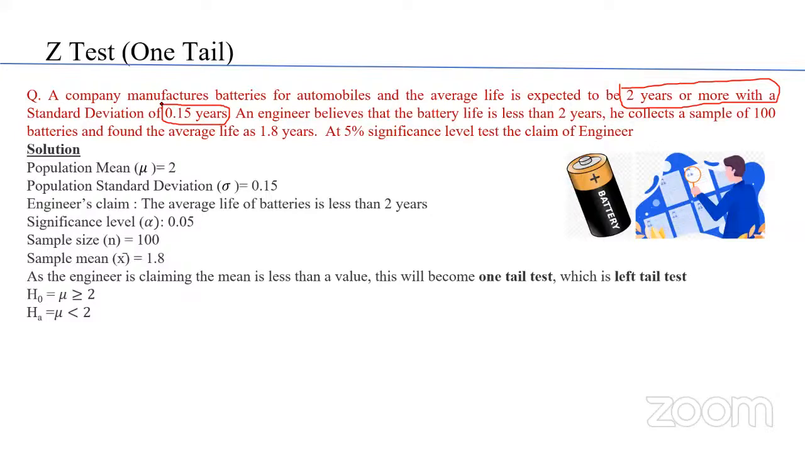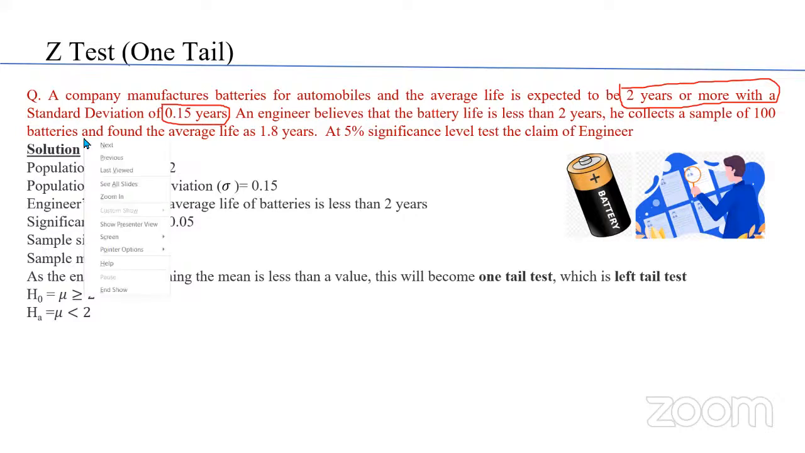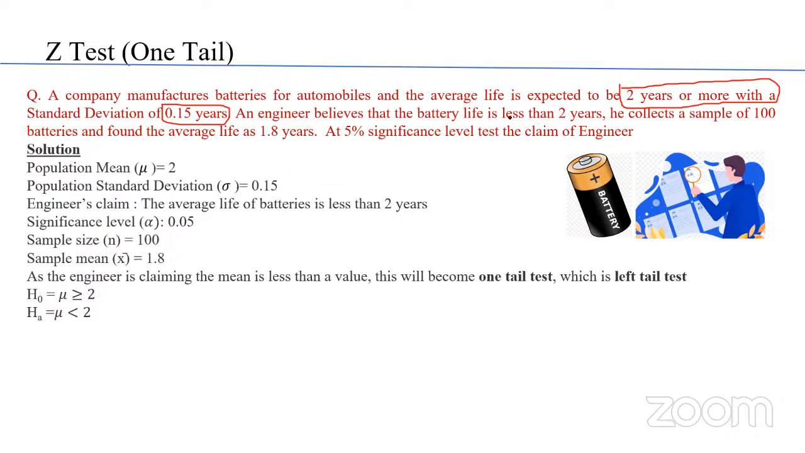2 plus or minus 0.15 is the overall expected value of that particular thing. And an engineer believes that the battery is not coming to be 2 years, and he wanted to check whether that is right or wrong. He collects a sample of 100 batteries and finds the average life as 1.8 years.